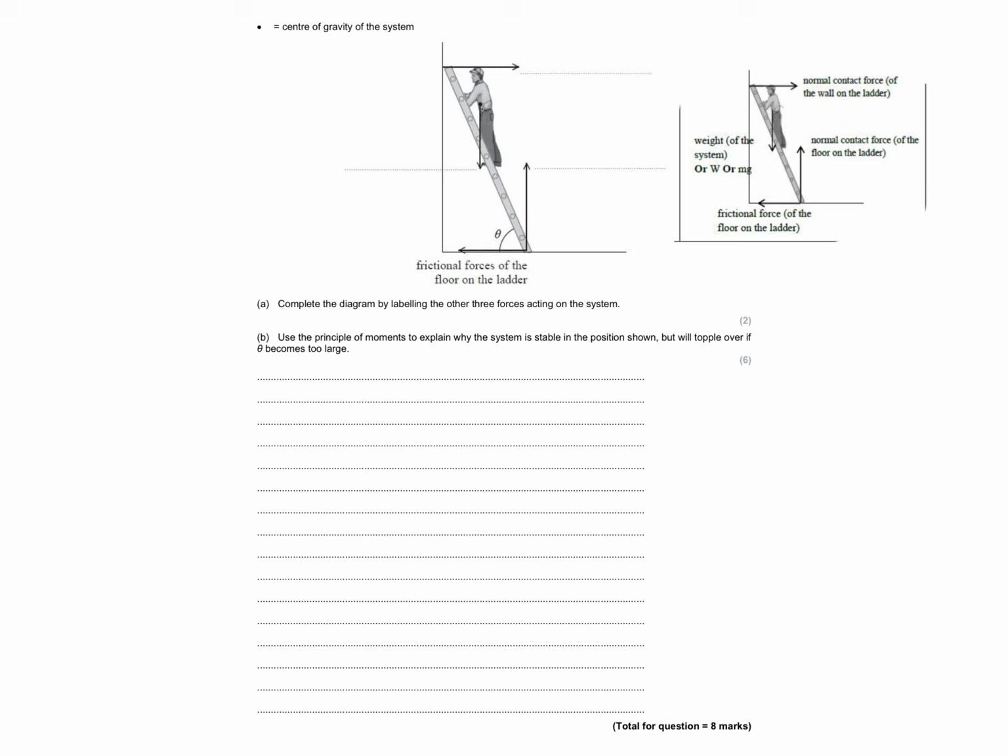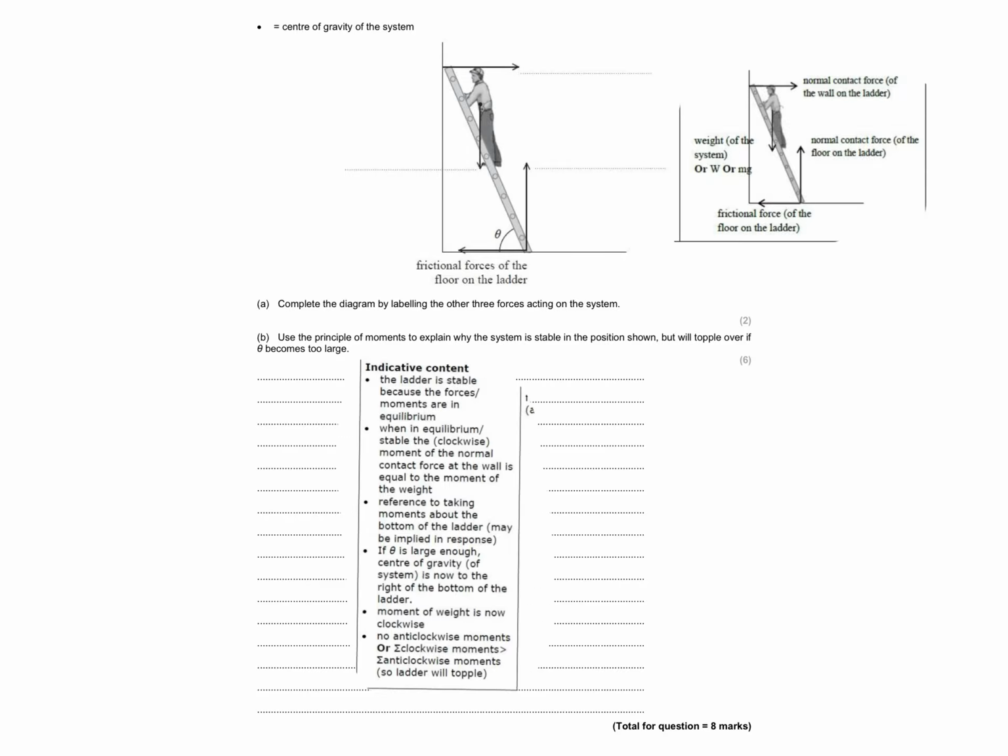Okay, so it's a 6-mark question. It's going to be quite mean. Let's go through how to do it. These are the 6 points. So the ladder is stable because the forces or the moments are in equilibrium. So we mentioned that briefly a second ago.